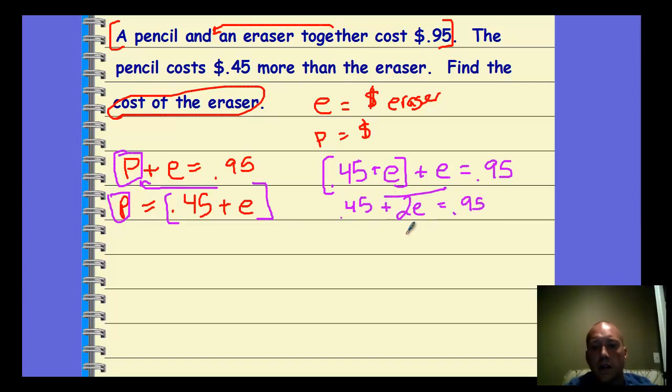And then I can solve that. So 2e is going to be 50 cents if I subtract 45 cents from each side, and then e, the eraser, is going to cost 25 cents. And is that what I want to find? Yes, I want to find the cost of the eraser. So I know that that is 25 cents, with units.